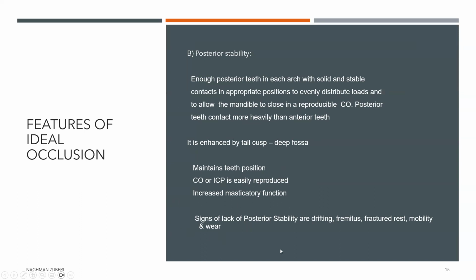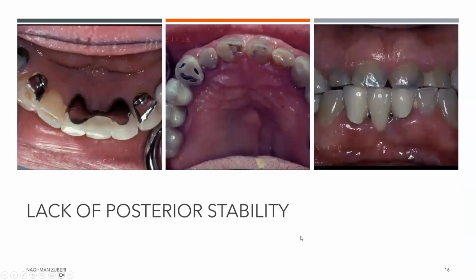Signs of lack of posterior stability include drifting of the teeth. Fremitus: fremitus is a condition where, when teeth are in occlusion and you touch them with your finger, you feel that the teeth are slightly mobile. That is fremitus, and fremitus is a sign of occlusal trauma or occlusal instability. Other signs are fractured restorations, mobility, and wear and tear of the occlusal or incisal surfaces of the teeth. Here we can see lack of posterior stability. It will lead to wear and tear, fractured restorations, even fractured teeth, etc.